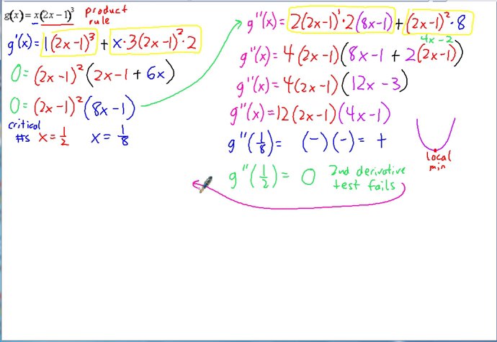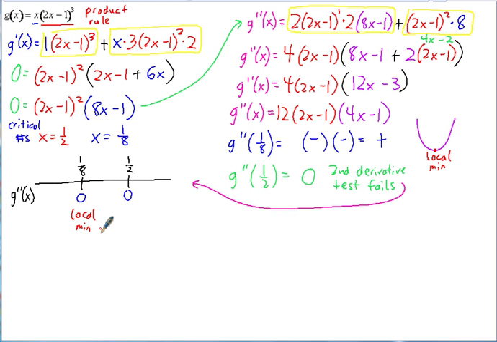But it won't be too hard because we already know there's a local minimum at 1/8. So for the first derivative test, remember you just draw your number line. And we'll label it g double prime of x. Our critical numbers were 1/8 and 1/2. Those both made the derivative 0. And notice we already know there's a local minimum in the second derivative test at 1/8.